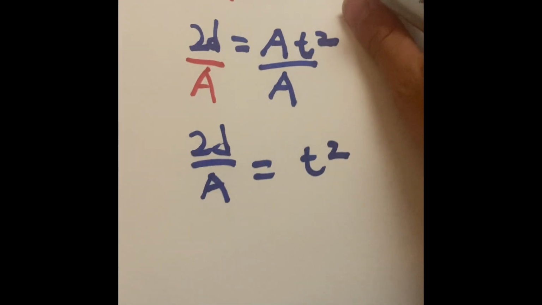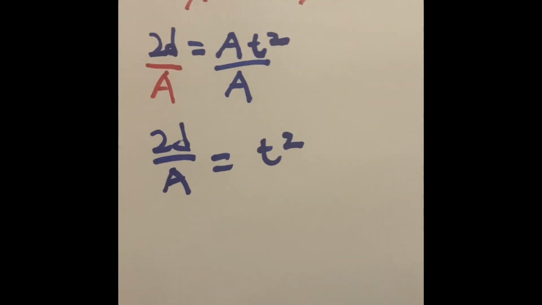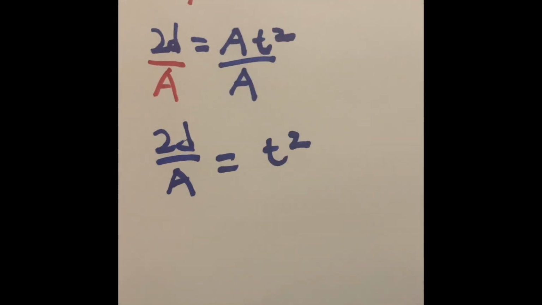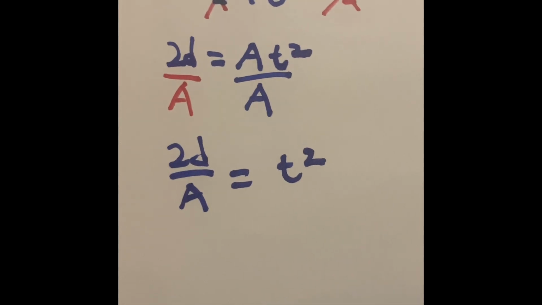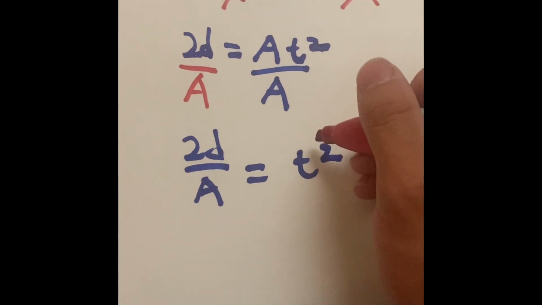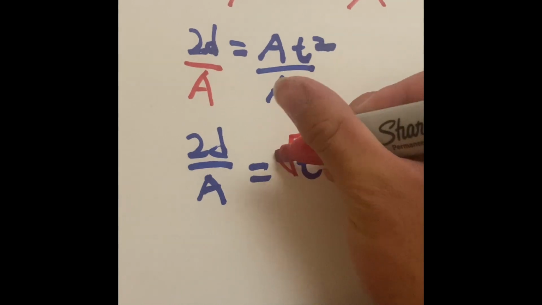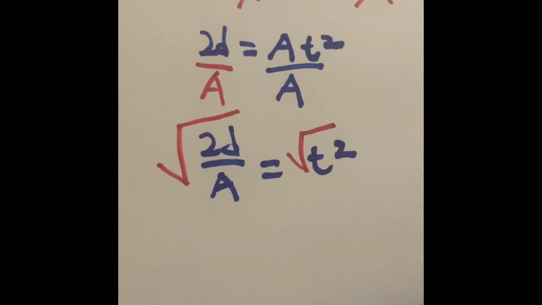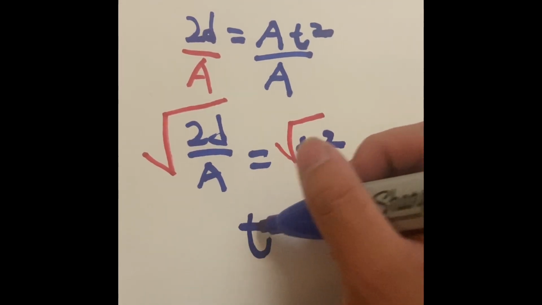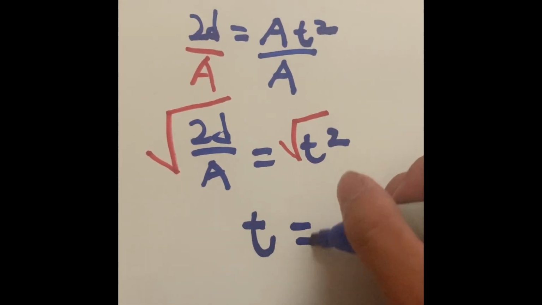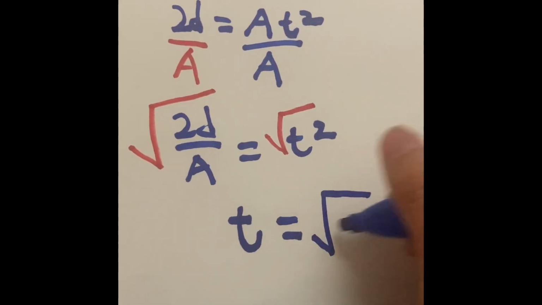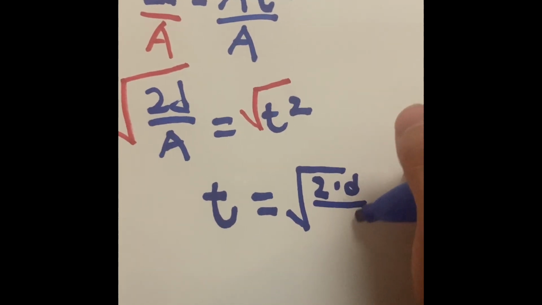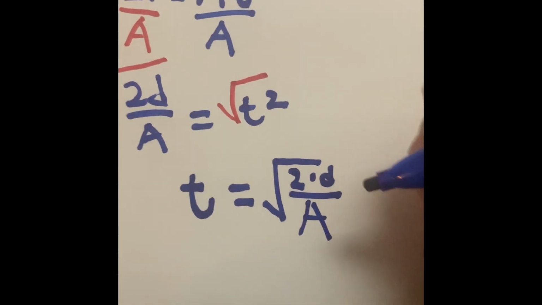t is isolated, but the issue is there is a square right there. t wants to be totally independent from that square. So to find the t, we have to square root the square. Square root all this and square root all that stuff. Your final equation is going to be t equals the square root of 2 multiplied by your displacement, divided by your acceleration.